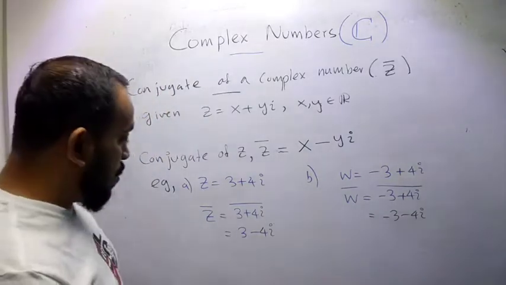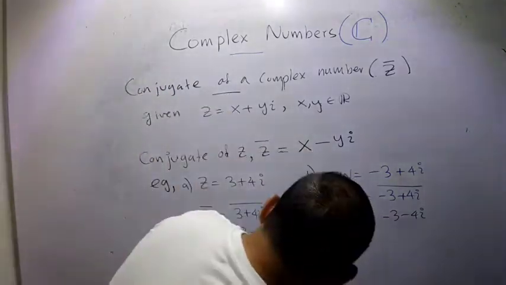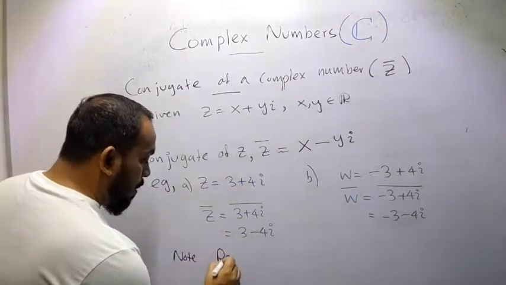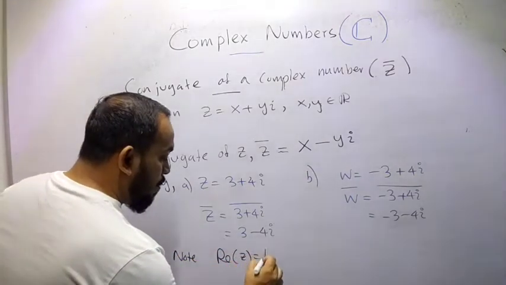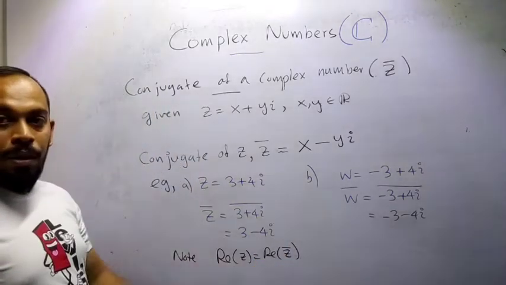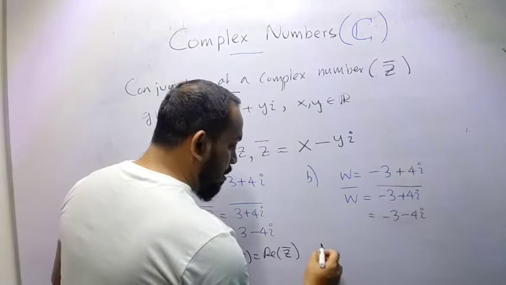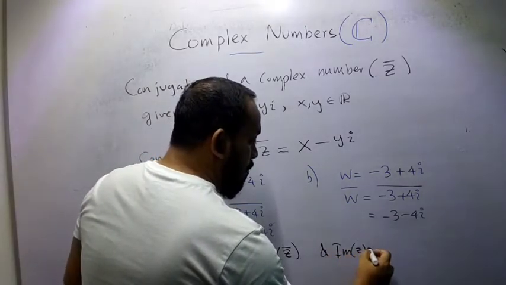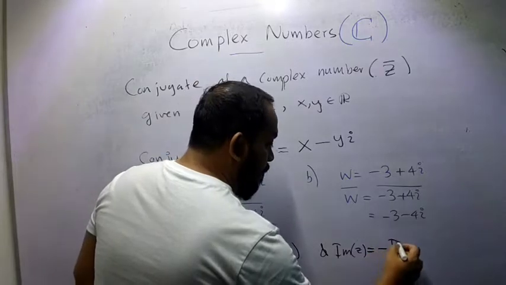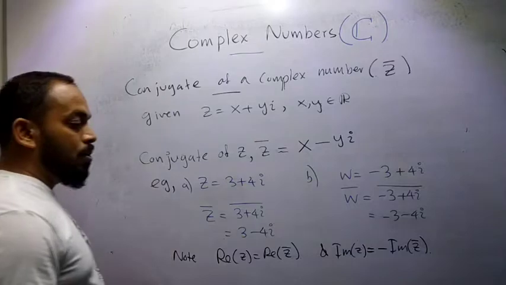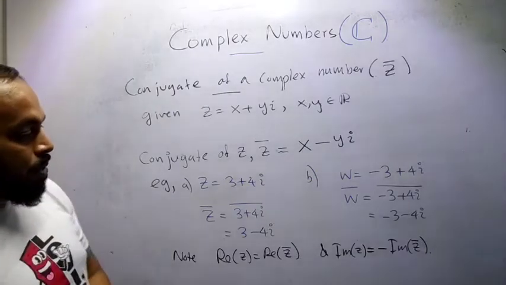Okay. So let me put a note here. Note, real part of C is equal to real part of conjugate of C. And imaginary part of C is equal to negative imaginary part of conjugate of C. It's very important to know this.